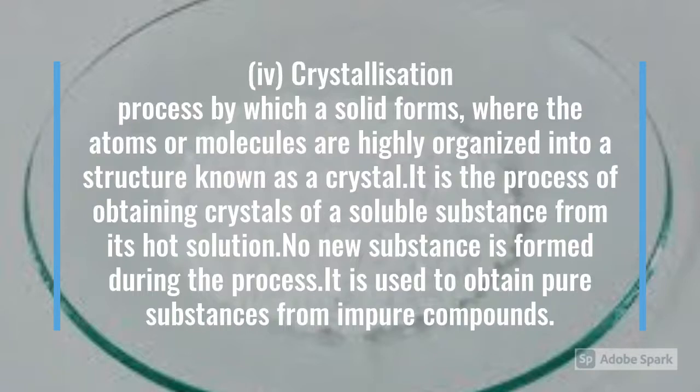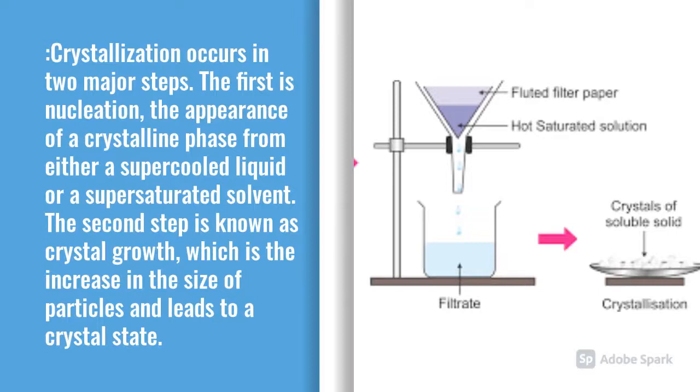Crystallization occurs in two major steps. The first is nucleation, the appearance of a crystalline phase from either a supercooled liquid or supersaturated solvent. The second step is known as crystal growth, which is the increase in the size of particles and leads to a crystal state. The process is shown in the diagram here.